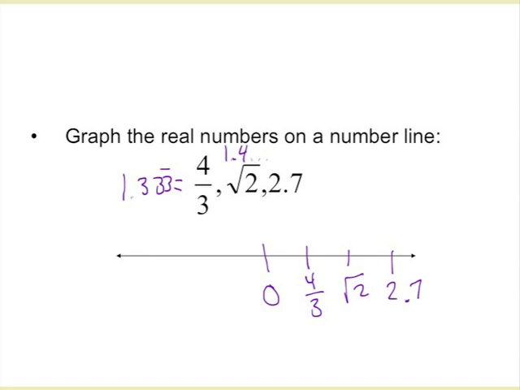Okay? I don't care about spacing, so yeah, 4/3 and square root of 2 are a lot closer to each other than square root of 2 and 2.7, but I don't really care about that. All I'm going for is just get them in order on the number line. Okay? Questions? How do you get square root of 2 to the decimal? Just type it in a calculator. Oh, okay. Yeah.